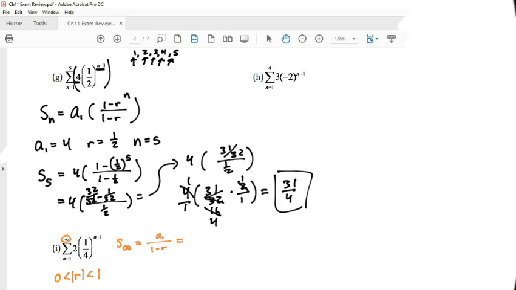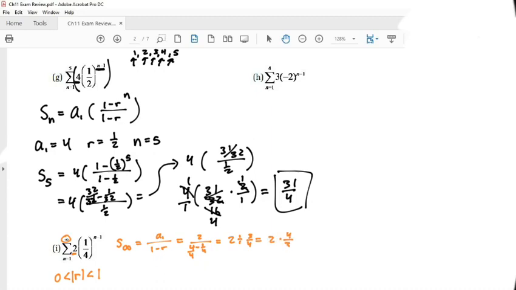So what is a sub 1 for this one? It's the number right in front of the r, and because this says n minus 1, that's what it is. And then the ratio is 1/4. And so we're going to go 1 minus 1/4, and then we're going to get 2 divided by... what's 1 minus 1/4? That's the same as 4 over 4. What is 4 over 4 minus 1/4? That is 3/4. And so I'm going to go ahead and multiply by the reciprocal.